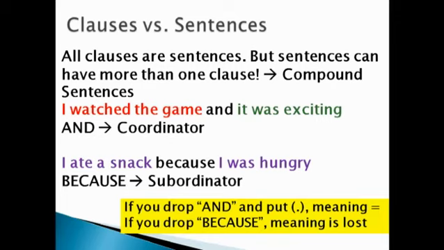I watched the game and it was exciting, has "and" working as a coordinator. I ate a snack because I was hungry, has "because" as a subordinator. If you drop "and" and put a period, the meaning is the same. But if you drop "because," meaning is lost. And that's the difference between coordination and subordination. Dropping the coordinator, substituting it by punctuation or something like that, may preserve the meaning, but you can never do this with a subordinator.